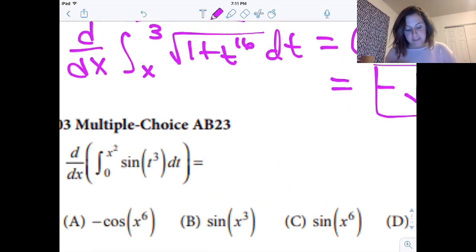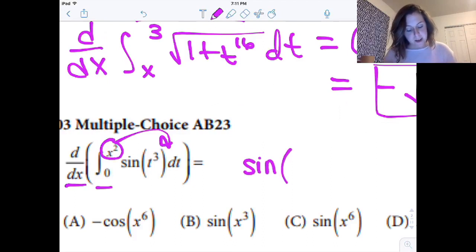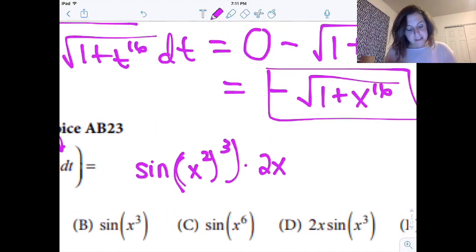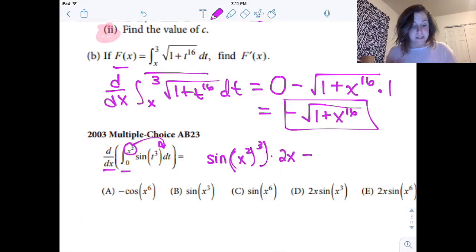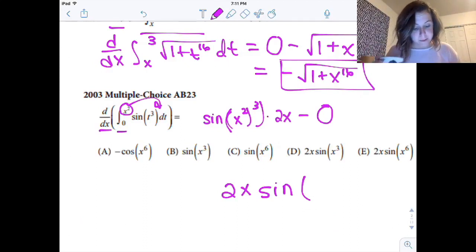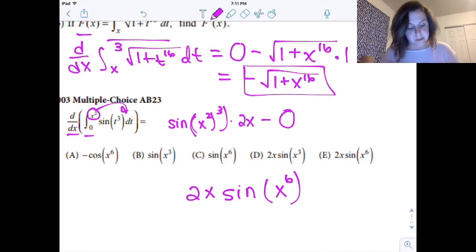Well, looking at this, I am thinking about plugging in my upper bound first. Derivative of an integral, right? They undo each other. So this is going to be sine of t cubed, so x squared cubed, times the derivative of that, which is 2x, minus, and now on the bottom, it's not going to matter because it's 0, and the derivative of that is 0. So what I really get here is that this is 2x times sine of power to a power, multiply your exponents, x to the 6th, so 2x sine x to the 6th, so that should be E.